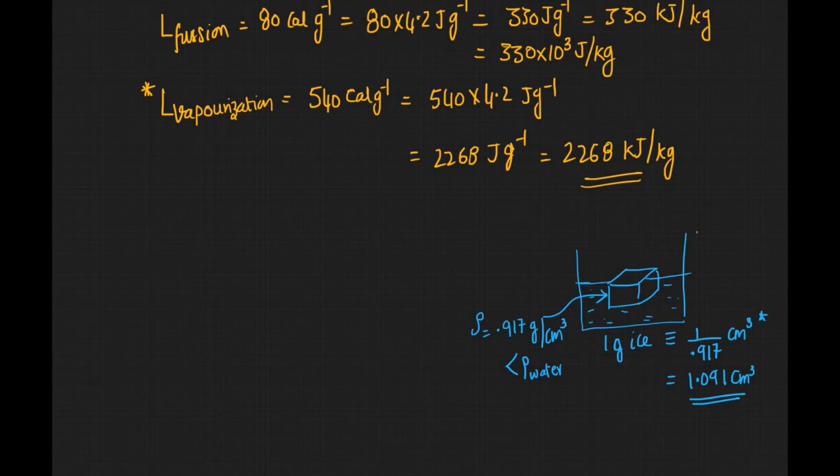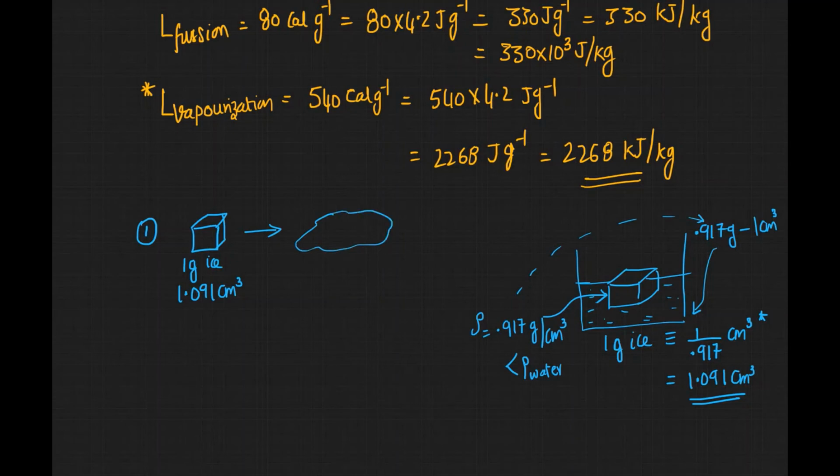Why did I say this? That's because I know that 0.917 gram is 1 centimeter cube. So 1 gram would be this much, and this comes from the density. So what does this mean? This means that if you have ice of 1 gram, which is 1.091 centimeter cube, and as you melt this into 1 gram water, the weight will not change, but the volume will change. The volume will be 1 centimeter cube, because density of water is 1 gram per centimeter cube. So we can say that density decreases on melting.